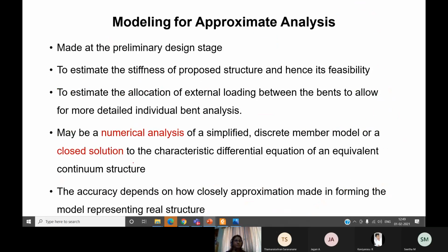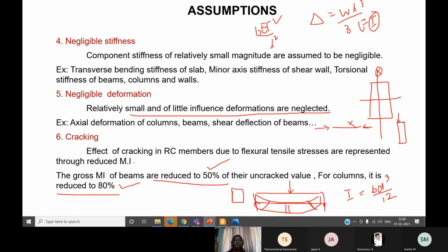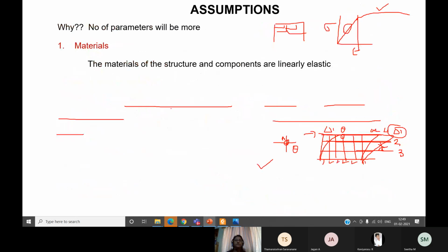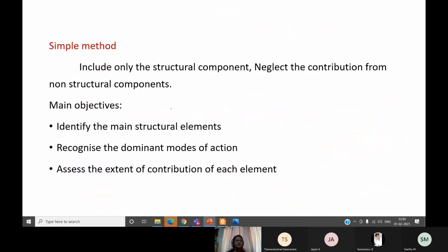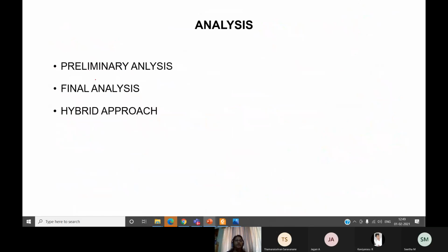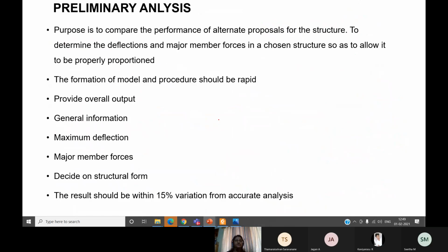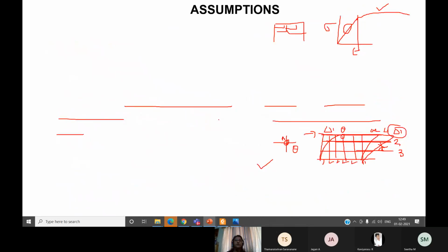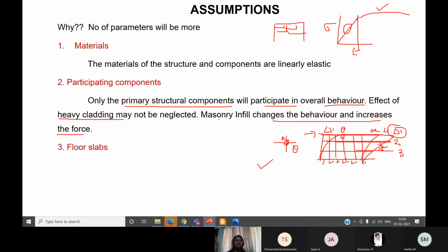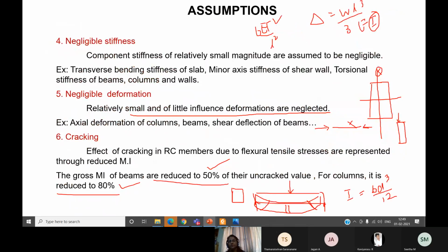So this is one part of this particular module, up to the assumptions. What we have learned till now is the preliminary analysis, final analysis, hybrid analysis. Then we have learned about the assumptions that we make during analysis of the buildings.